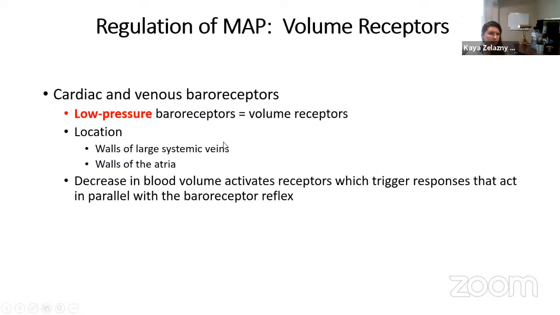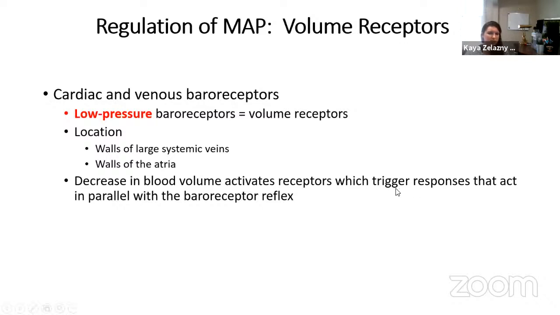They're reacting to volume. So the places we'll see those are in walls of large systemic veins and in the walls of the atria, so where blood is filling into the heart. And they get triggered by a decrease in blood volume, right? So if you're losing blood or if you don't have enough blood volume, right? Blood volume is part of what's pushing on the walls of things to create pressure, right? So that can also be an indication of a drop in overall blood pressure if you don't physically have enough blood in those veins. So while they don't directly cause the baroreceptor reflex, the responses they trigger are going to be pretty much the same.